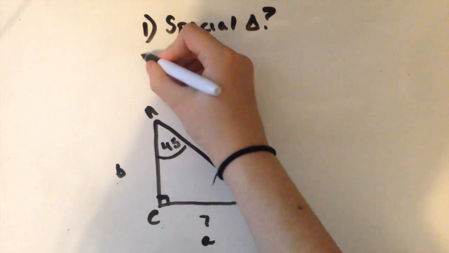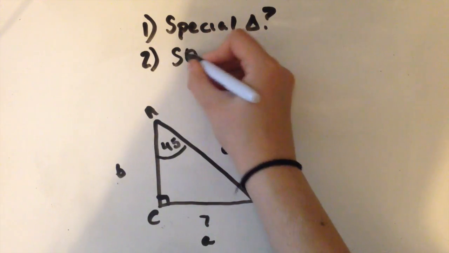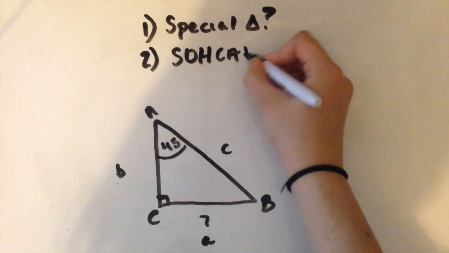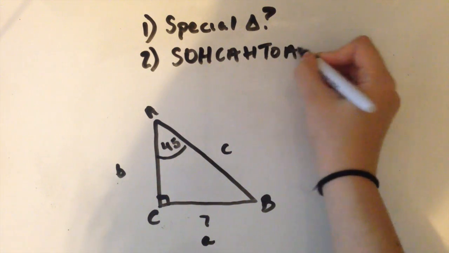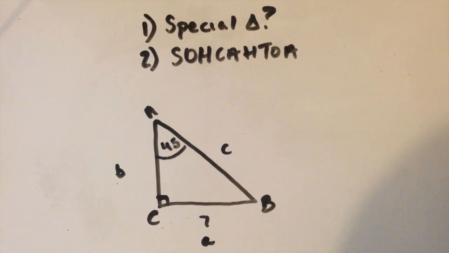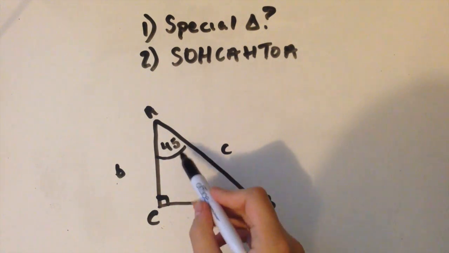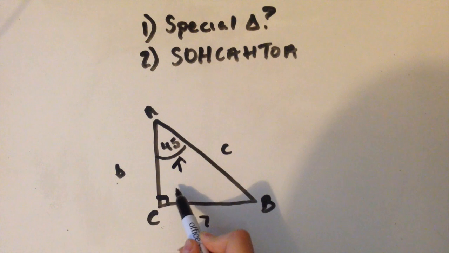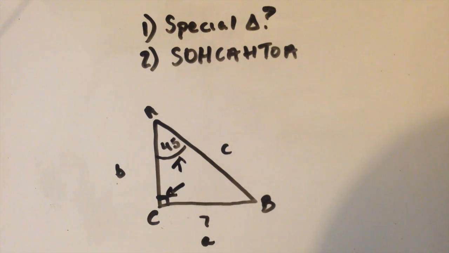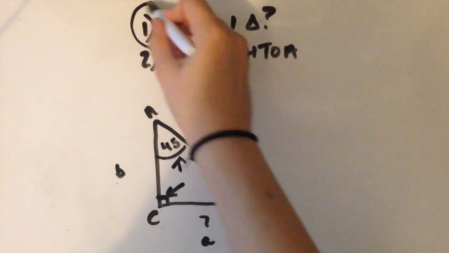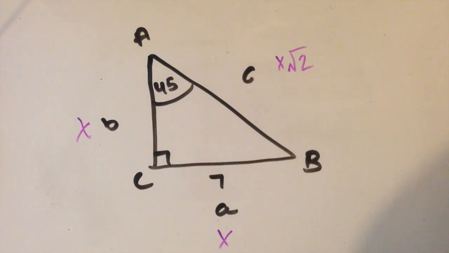If not, the next step you would take is you would use SOHCAHTOA. Because we know that one of our special right triangles is the 45, 45, 90 triangle, and here we have a 45-degree angle, and here we have a 90-degree angle. That means, because it has to add up to 180 degrees, we know that this is a special right triangle. Solving this triangle is actually much simpler than it may seem.